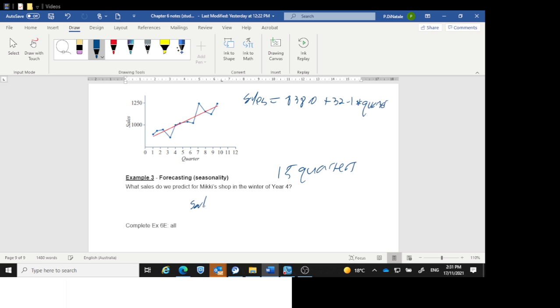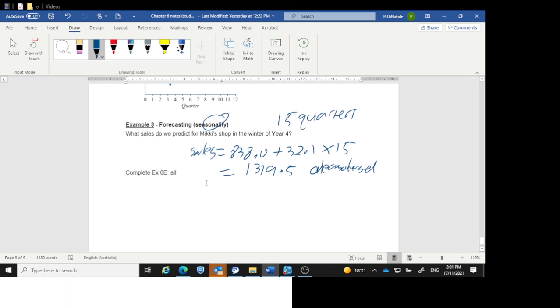We're going to go sales equals 838.0 plus 32.1 times 15. When we do that, we get 1319.5. Now this is deseasonalised. We want seasonalised. So to get seasonalised for year 4, we're going to take this 1319.5 and times it by the seasonal index for winter. And if you go back up, the seasonal index for winter is 1.30. When I work that out, I get 1,715. So that's what I expect to get in year 4 of this winter.